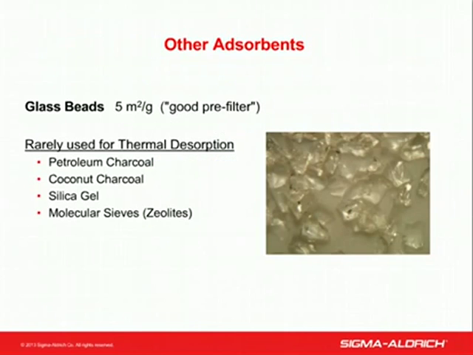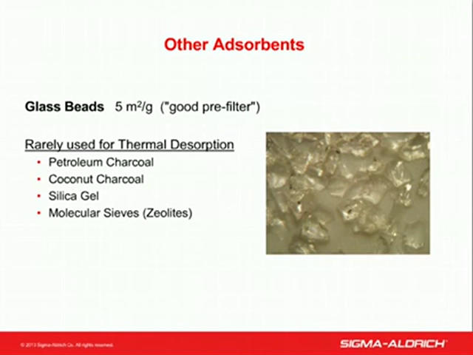And there's a couple other adsorbents. Glass beads perform well in releasing large molecular weight compounds greater than C20 and can be used as the first bed in a multi-bed tube to protect the other adsorbents, and they have a high maximum temperature of greater than 500 degrees C. Some other adsorbents have been used, but they're not typical.